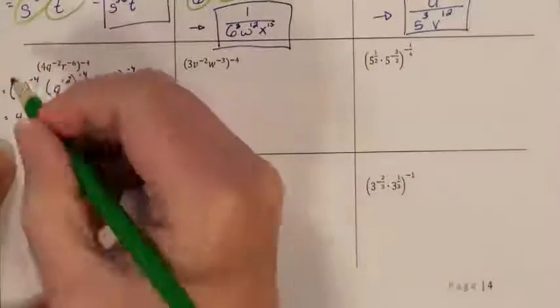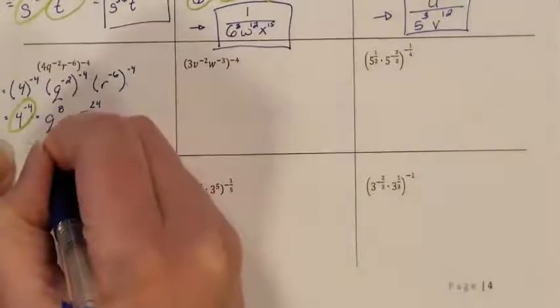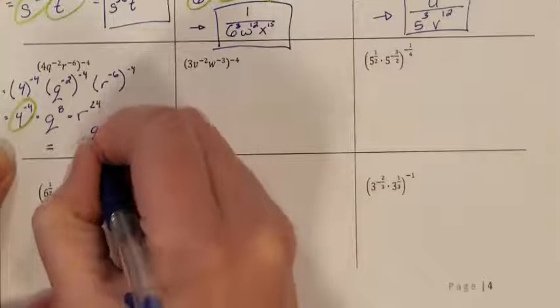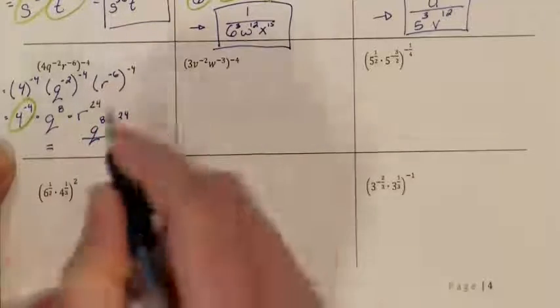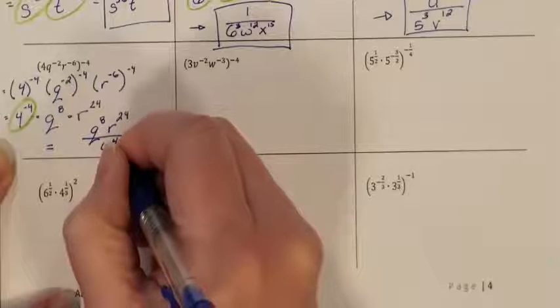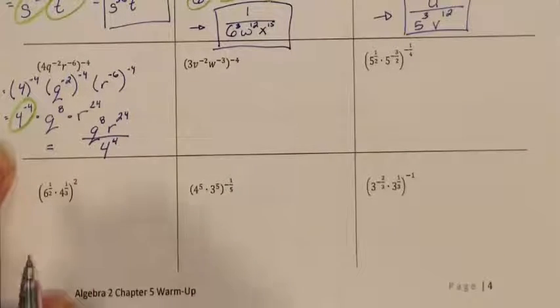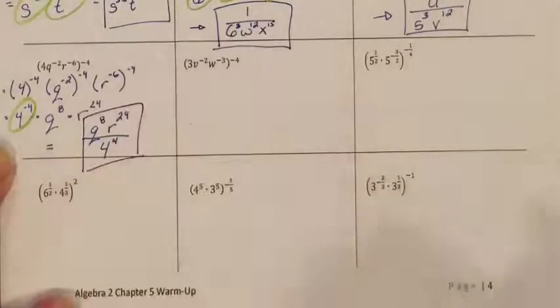Only negative exponents have to move to the other side of the fraction. So my answer is, here's my fraction bar. Q isn't moving, so here's Q. R is not moving, so here's my R. 4 to the 4th power had to move, and when he moves, he has a positive exponent, making sure my variables are in alphabetical order. P, Q, R, S. Yes, he's in alphabetical order, so I'm done.